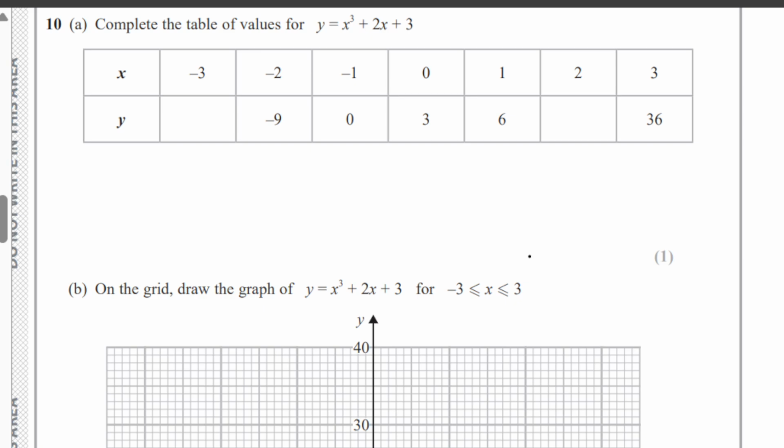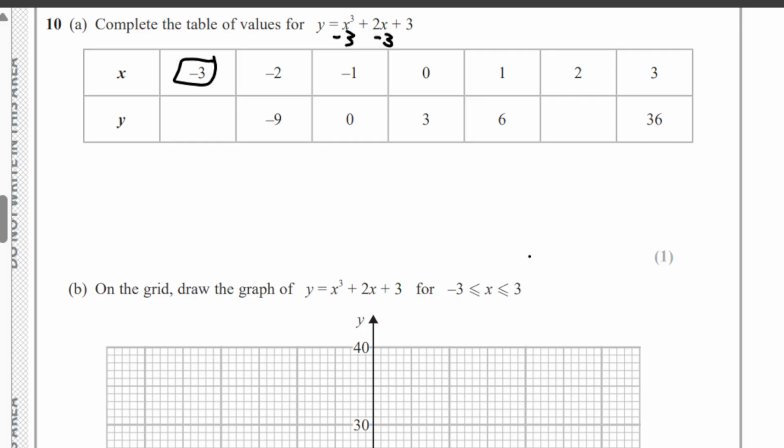Question 10 is 3 marks. The question says, complete the table for the values of y for y equals x cubed plus 2x plus 3. How do you complete the table? We complete the table by substituting x equals negative 3. So instead of this x, you just write negative 3. And instead of this x, it's negative 3.